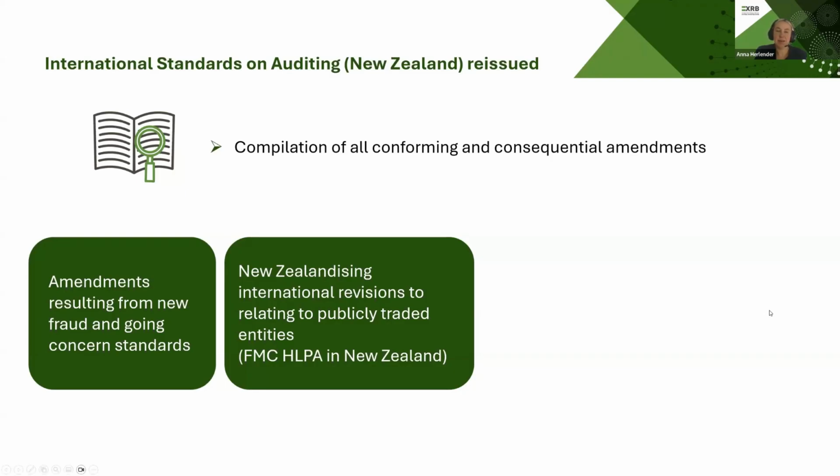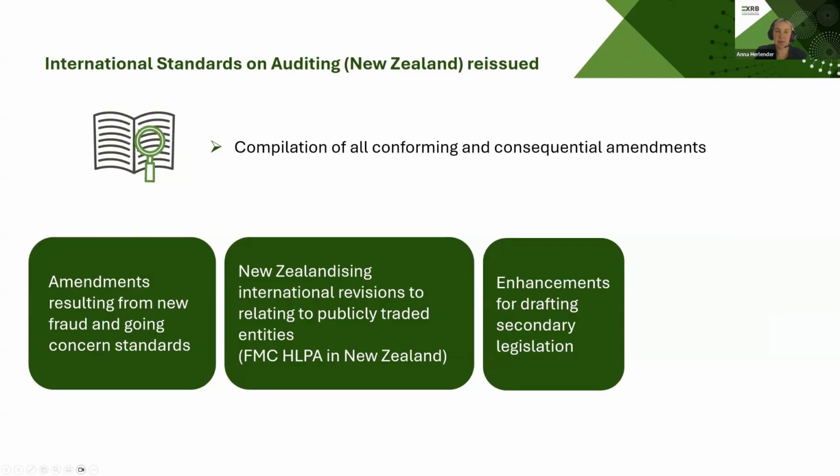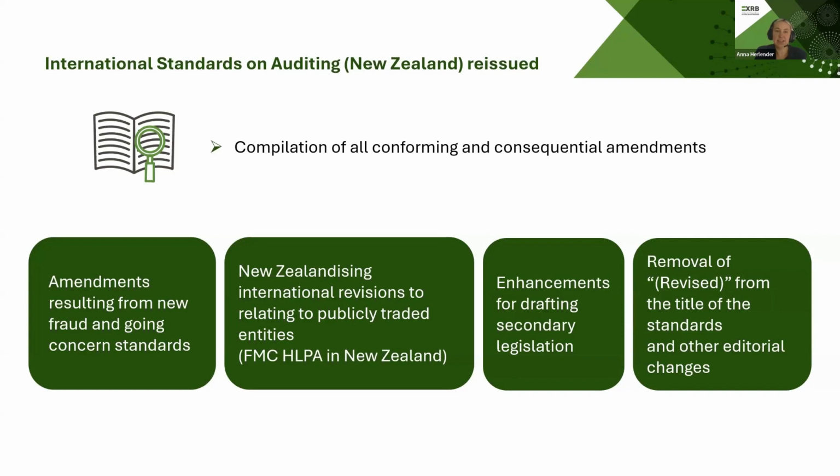The next type of amendments is just enhancing our auditing standards for the drafting relating to secondary legislation. This is just so that we are on top of the best practice for secondary legislation in New Zealand. And finally, we made some editorial changes. This includes removing the word revised from the titles of the standards, just to simplify our naming convention of the standards. At the end, I should mention that we are working on the issue of assurance standards, and they will include a similar type of amendments.